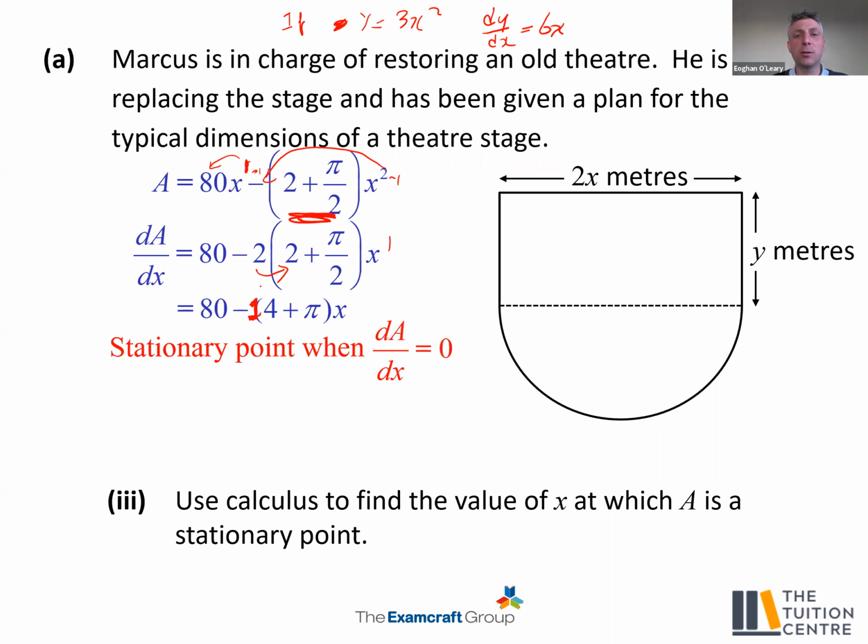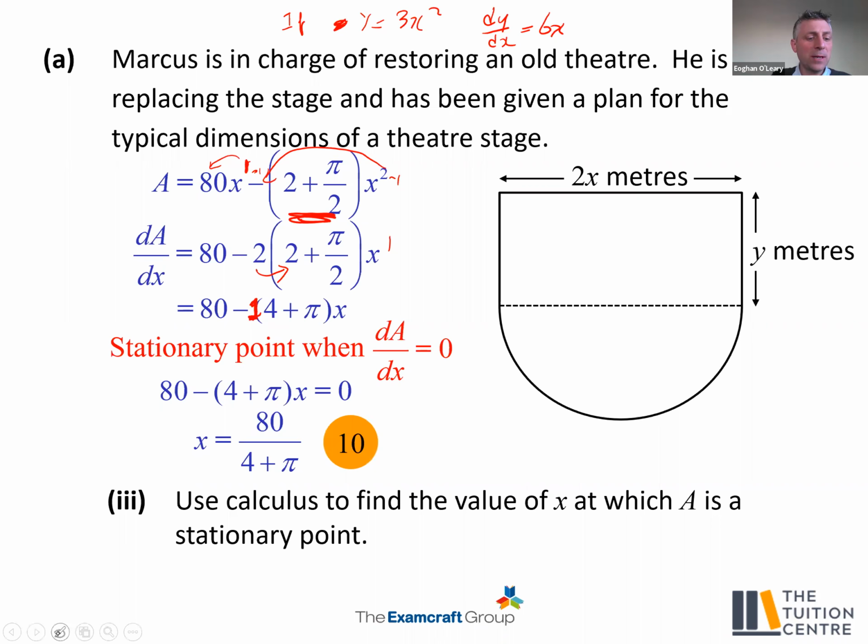We know that the turning points occur when the first derivative is equal to 0. So dA dx equals 0. So in this case, we get 80 minus 4 plus pi times x is equal to 0. And we get x on its own. We get x is equal to 80 divided by 4 plus pi. Okay. And that was 10 marks.